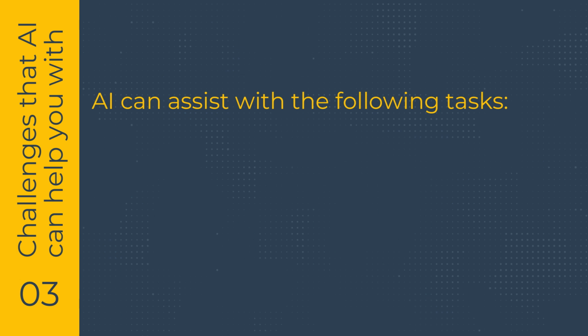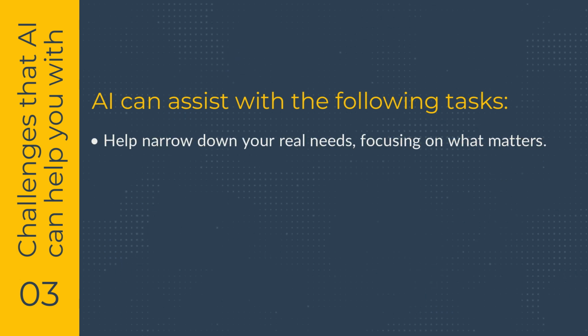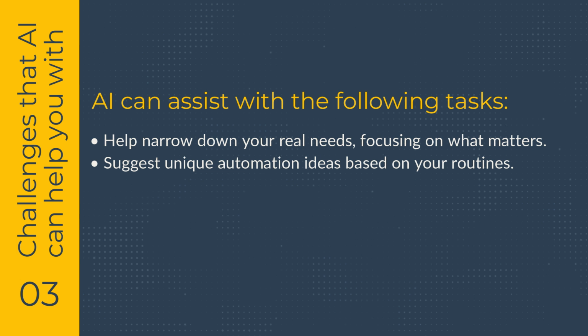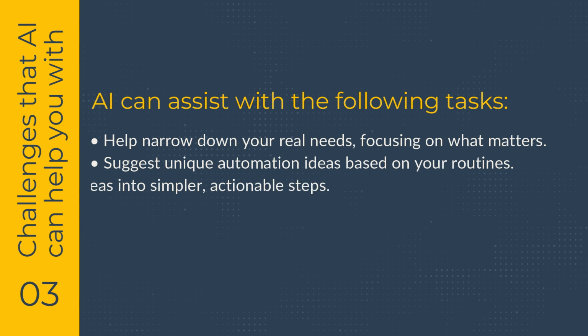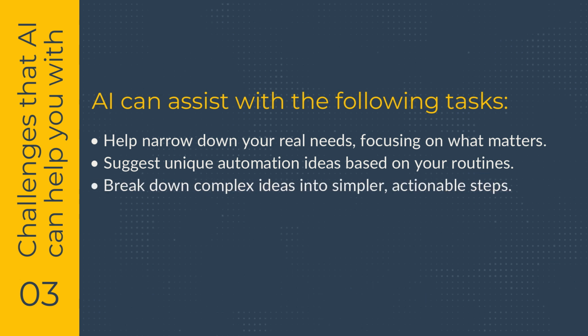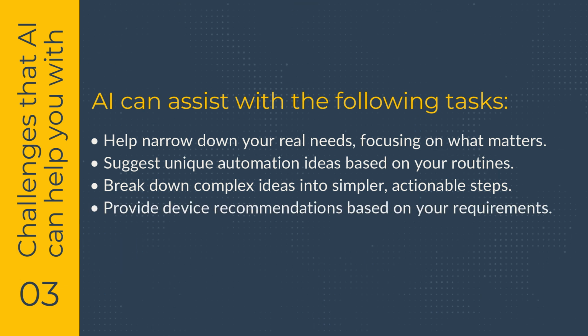One of the biggest challenges in setting up a home automation system is identifying your real needs. AI can help you narrow down your requirements and focus on what truly matters. It can suggest unique automation ideas based on your routines, making it easier to come up with personalized solutions. AI also breaks down complex ideas into simpler, actionable steps, ensuring your automations are focused and effective. When it comes to choosing devices, AI can provide recommendations based on your requirements and the automations you want to create, helping you make informed decisions.